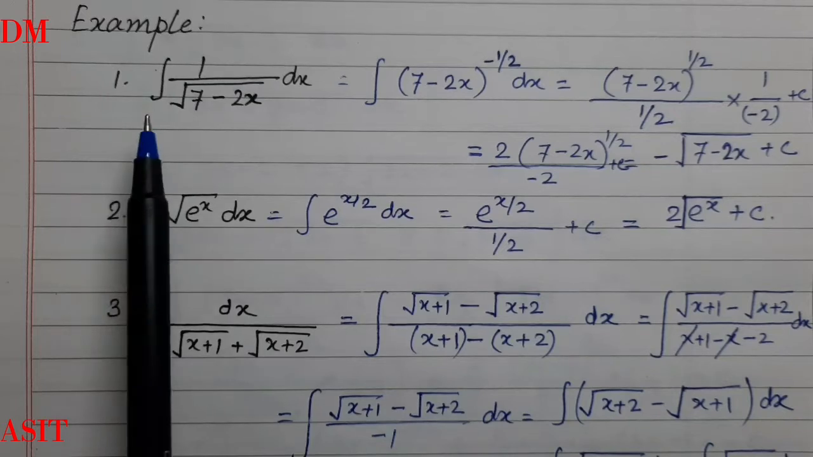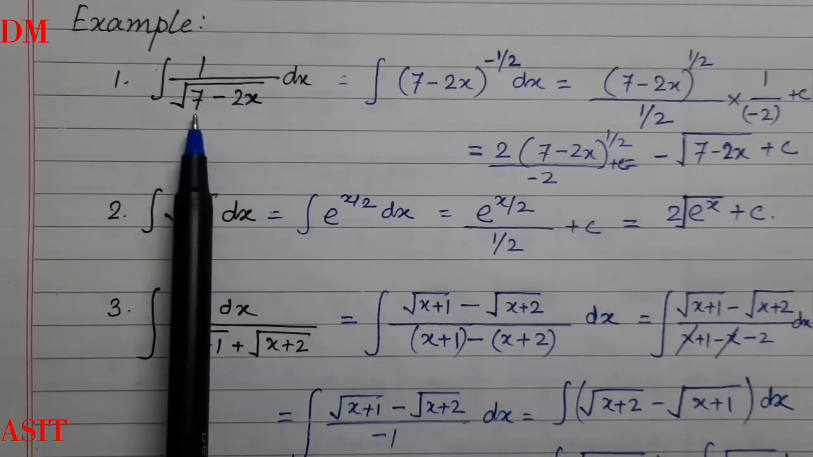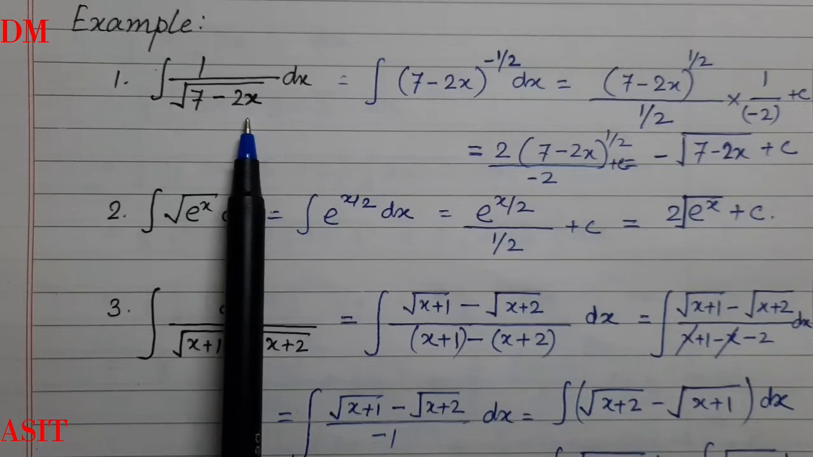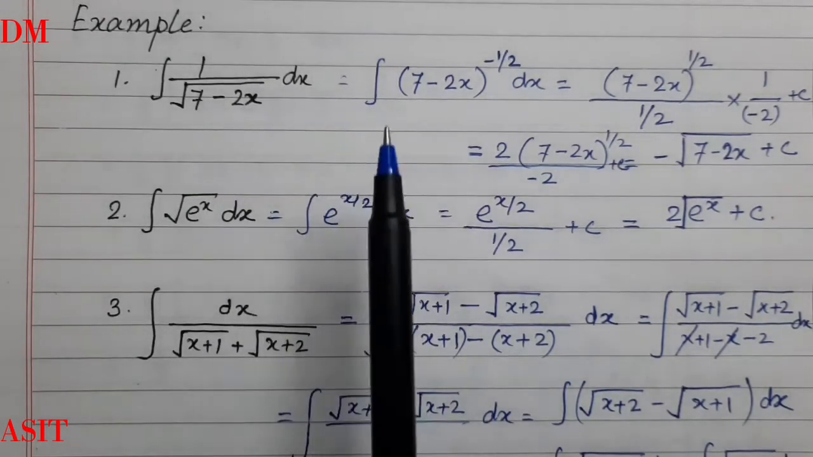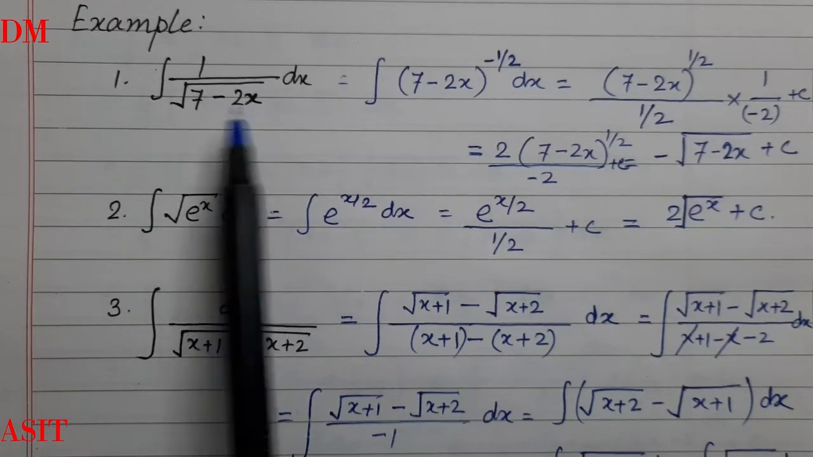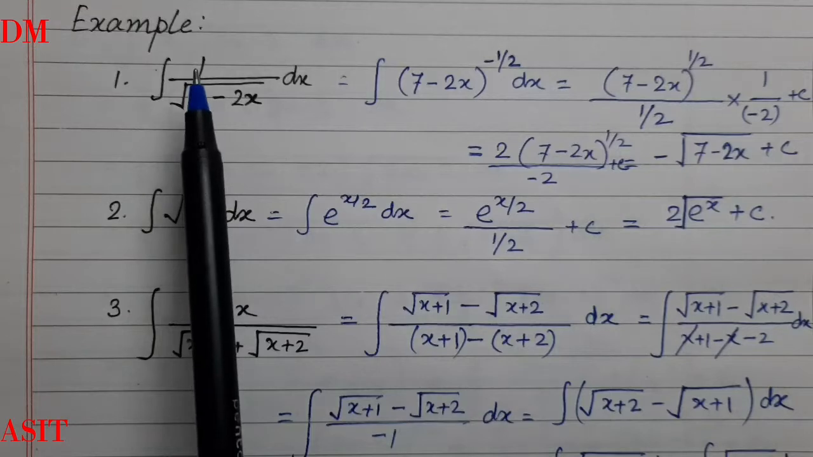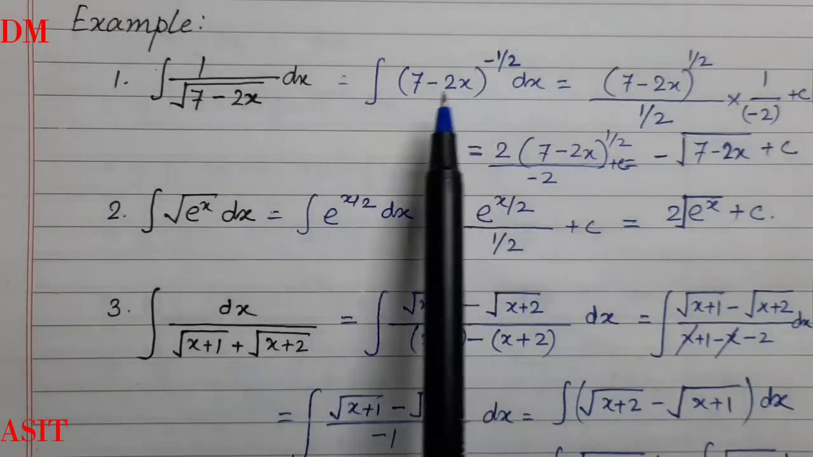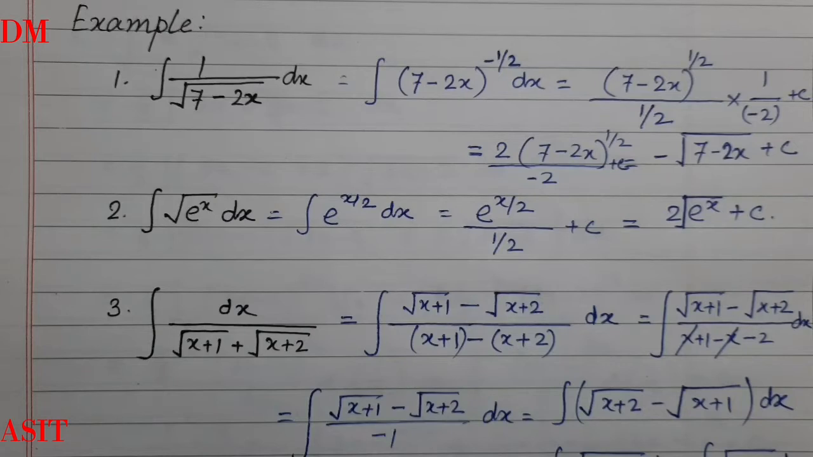Here the first example is integration of 1 by root over of 7 minus 2x dx. So let us find out this first. Now we can write root over of 7 minus 2x as (7 minus 2x) whole to the power 1 by 2, and since it is in the denominator we can write (7 minus 2x) whole to the power minus half dx.